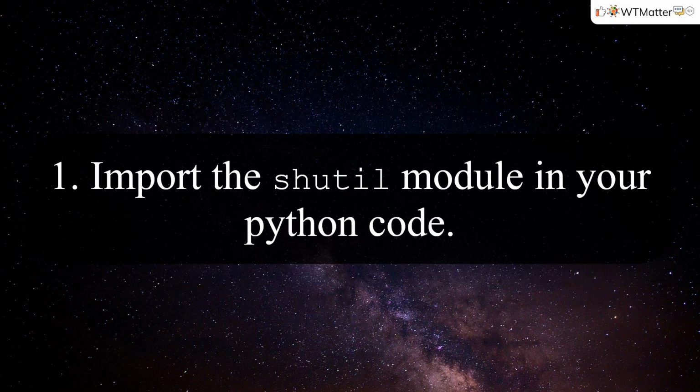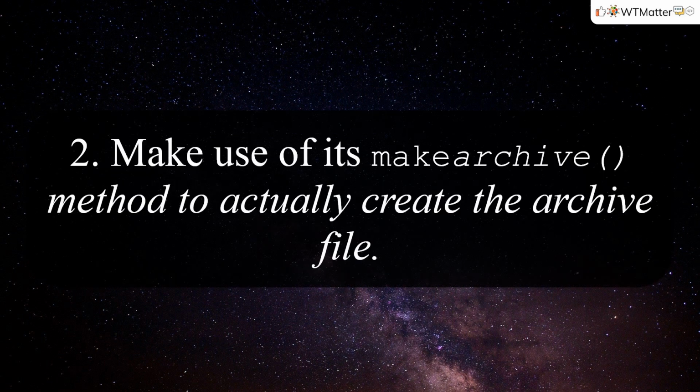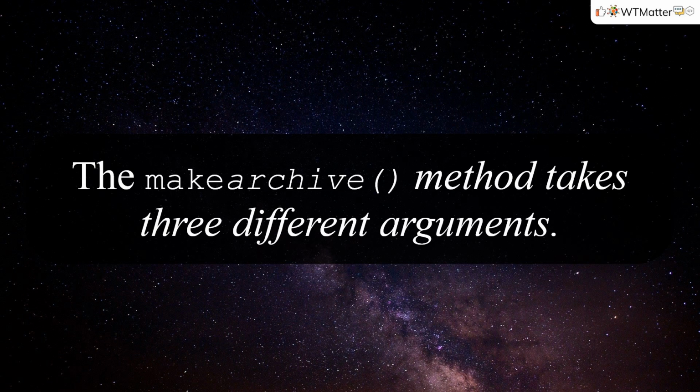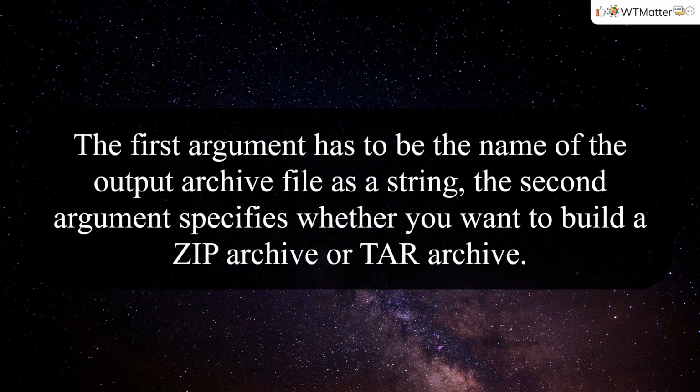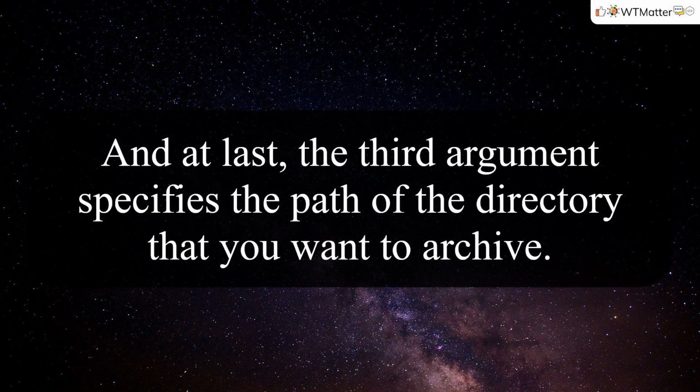1. Import the shutil module in your Python code. 2. Make use of its make_archive method to actually create the archive file. The make_archive method takes three different arguments. The first argument has to be the name of the output archive file as a string. The second argument specifies whether you want to build a zip archive or tar archive. And at last, the third argument specifies the path of the directory that you want to archive.